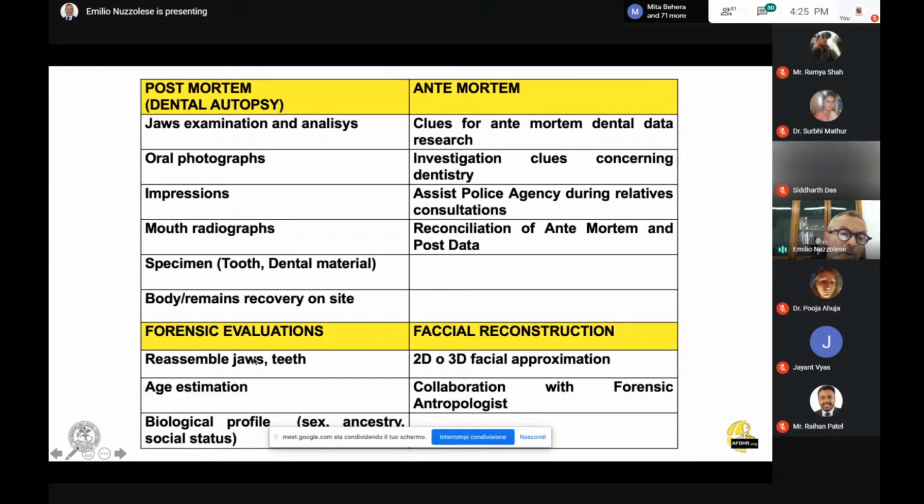From the forensic point of view, after collecting the postmortem data in the autopsy room, we have to do a forensic evaluation. So we can sometimes reassemble jaws and teeth, as I was saying.